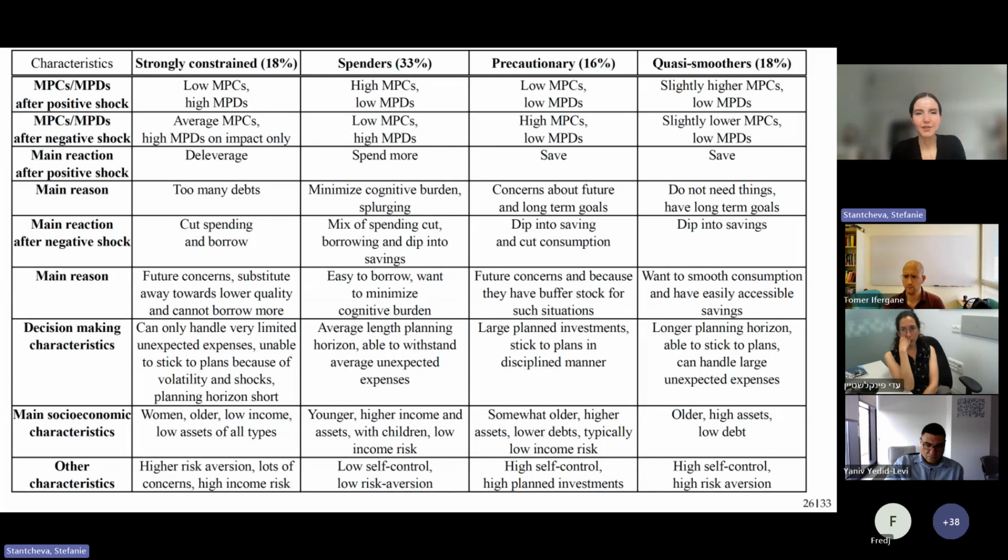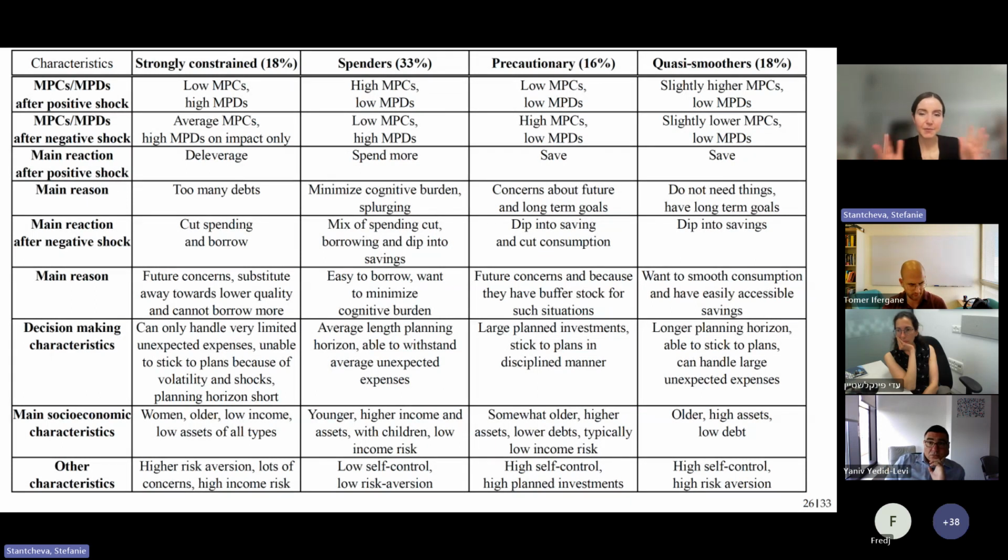So what are the strongly constrained households? Each row shows you some sort of characteristics of these households. So for instance, the sizes of their MPCs, MPDs after a positive shock relative to the average, or after a negative shock relative to the sample average. What is their main response margin after a positive shock and their main reason for it? What's their main response after a negative shock and their reason for it? What are some decision-making characteristics? What are some main socioeconomic characteristics or other characteristics?